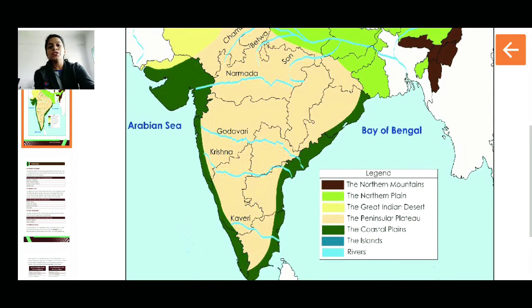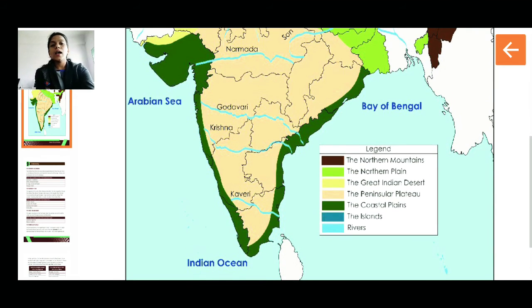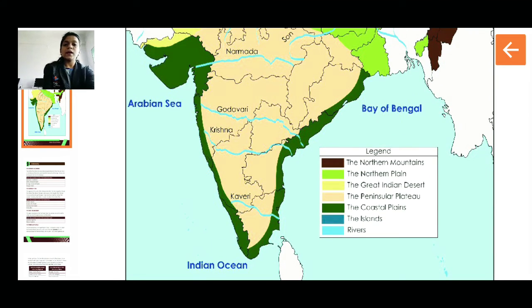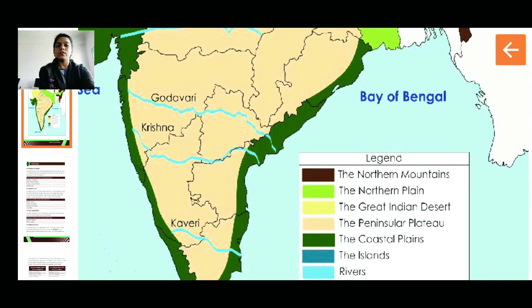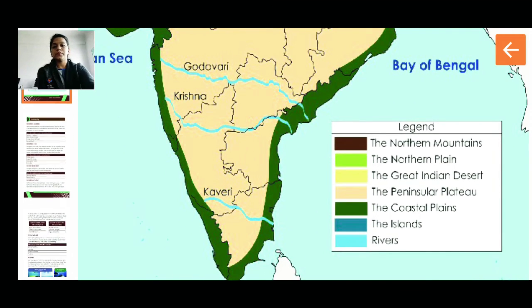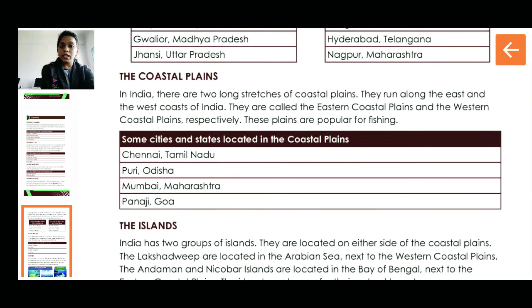So all this region which comes in the west part is the western coastal area and your east part will be called the eastern coastal areas, right? So the west one is your western coastal areas and the east one is your eastern coastal areas. Now some cities and states located in the coastal plains: Chennai, Tamil Nadu; Puri, Odisha; Mumbai, Maharashtra; Panji, Goa. All these are the cities and states which come in the coastal plains.